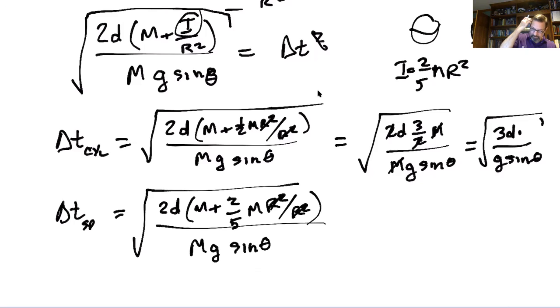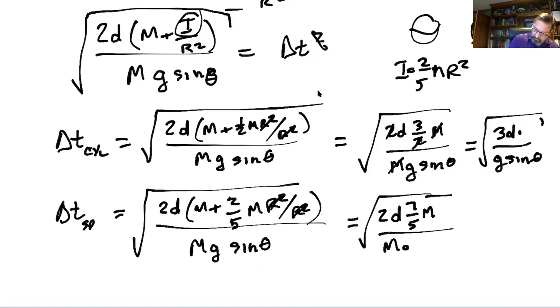I've got to get a common denominator here. That's 5/5 plus 2/5. That's 7/5. I can do that. So it's 2 times d times 7/5, again, 1 plus 2/5, times m, all that divided by m times g times the sine of theta. The m's cancel. And I guess I'm left with 2 times 7. That's 14 over 5 times d over g sine of theta.